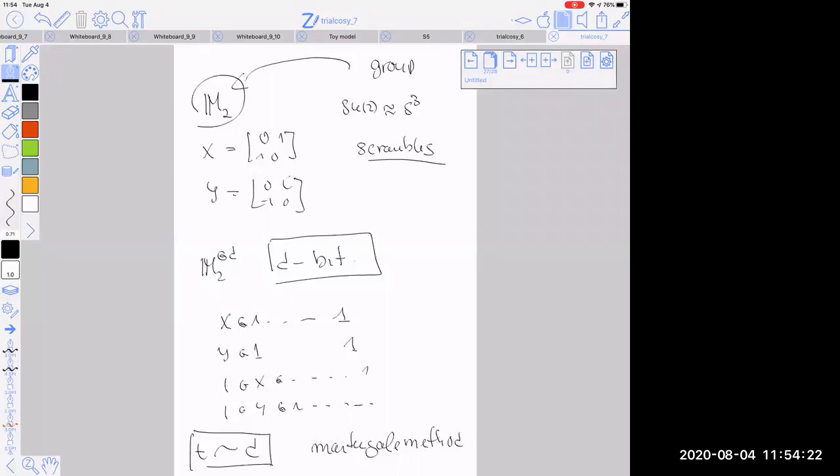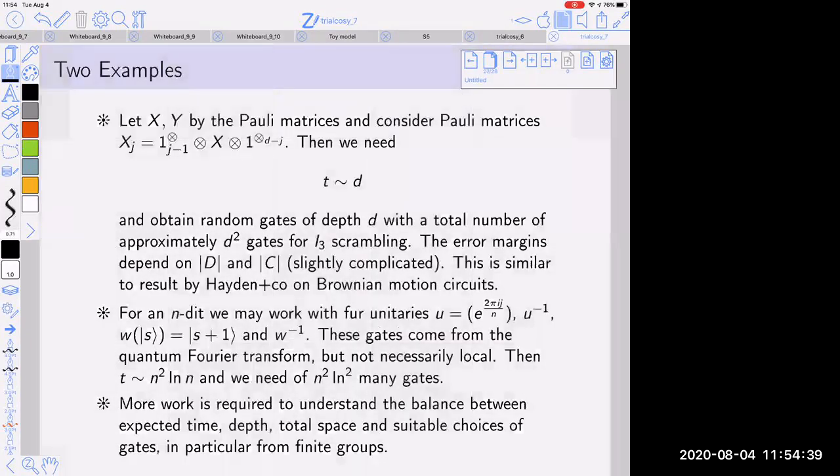Similar results have been proven with a slightly different model of randomness, but this is kind of the best possible result. So these iterated Pauli matrices in different registers, that is where you should expect this scrambling to happen. That is the content of the first example.